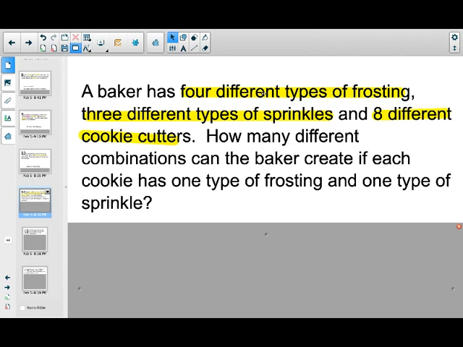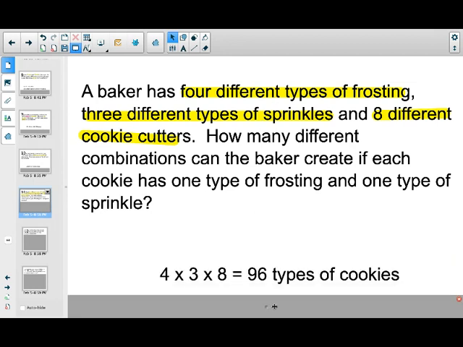So if we're looking at this one, this isn't a permutation or combination one. We have 3 steps to follow, and we have to multiply those steps together. So we're going to take 4 times 3 times 8 and find that we have 96 different types of cookies that we could make.